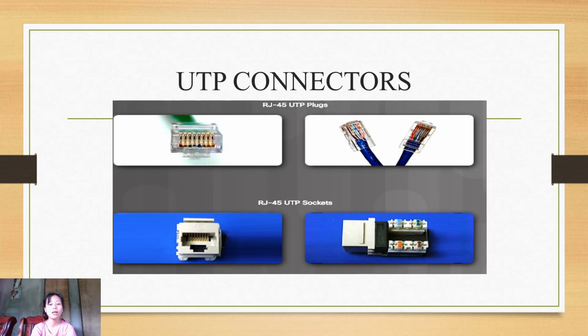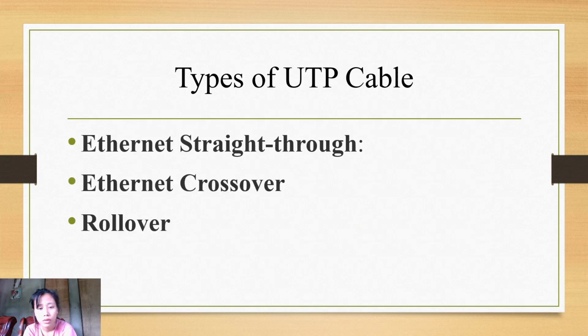So these are the UTP connectors. As you can see, these are the RJ45 UTP plugs. For the next one, these are the types of UTP cable: the Ethernet straight-through, the Ethernet crossover, and the rollover.